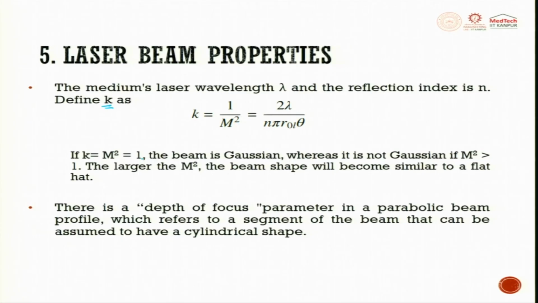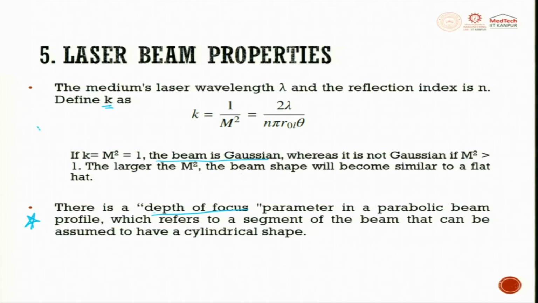When M squared equals 1, the beam is Gaussian, whereas for a non-Gaussian beam, M squared takes values greater than 1. The larger the M squared value, the more the beam shape becomes similar to a flat hat. Therefore, the depth of focus parameter in a parabolic beam profile refers to the segment of the beam that can be assumed to be a cylindrical shape.